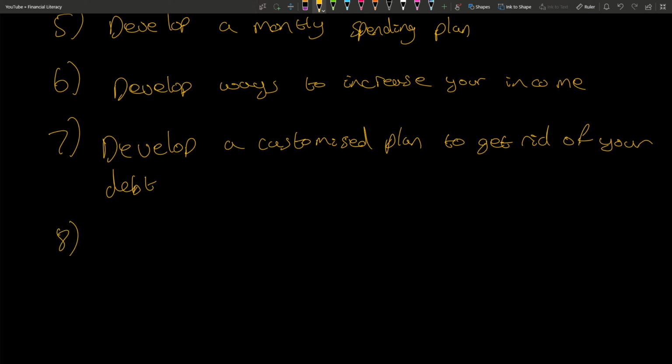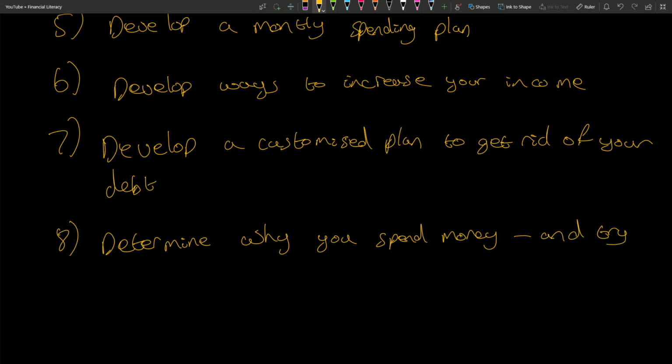Step 8 now, the final step. So this is determine why you spend money and try to change it. This is a very hard one for people to look at. Most people don't want to admit they have some sort of problem or some sort of fault. They feel like admitting this sort of stuff is only for people that are alcoholics or have some sort of addiction. But spending and consumerism can be an addiction in itself. So you need to figure out why you spend money.